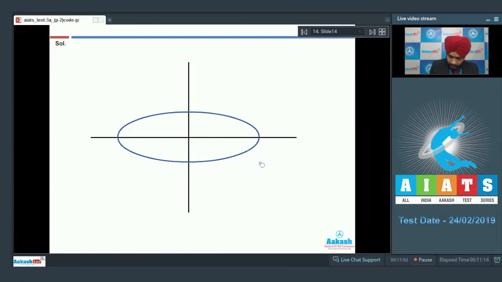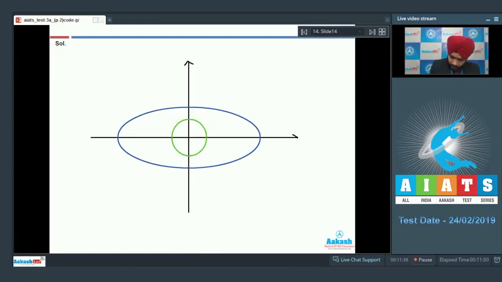x square upon 16 plus y square upon 12 looks something like this. Minus omega and minus omega square will lie on the unit circle with center origin. Yes. Y-axis, x-axis. Students, minus omega will lie in the fourth quadrant. This is minus omega.